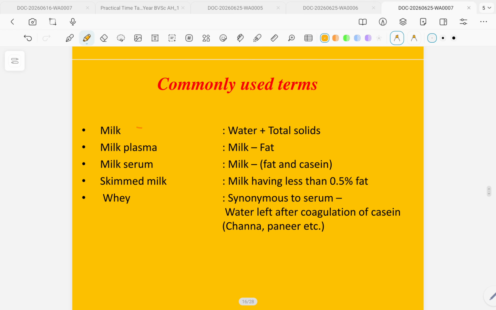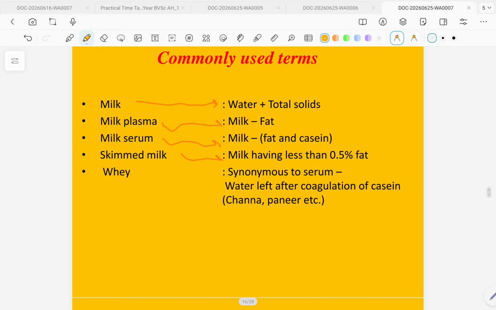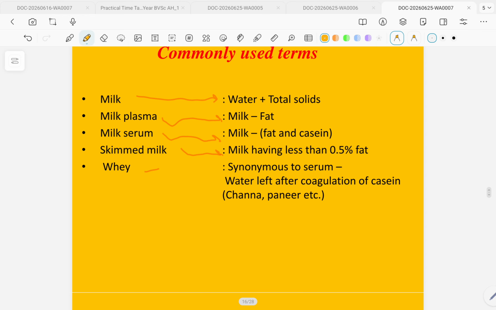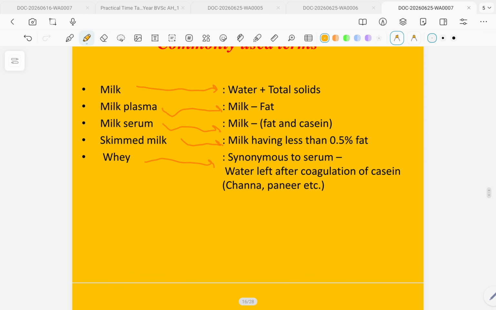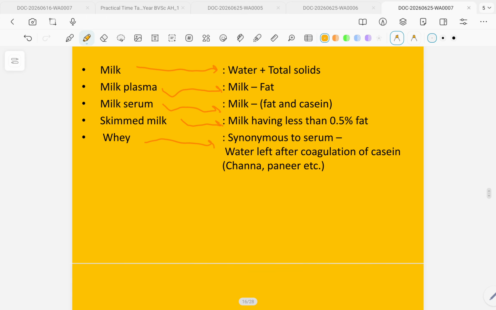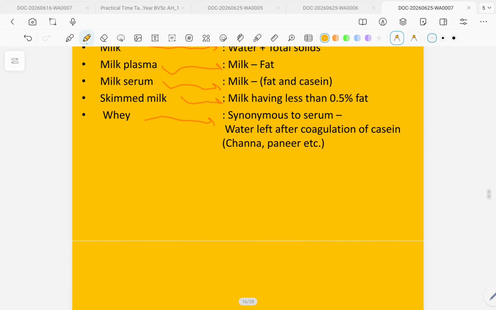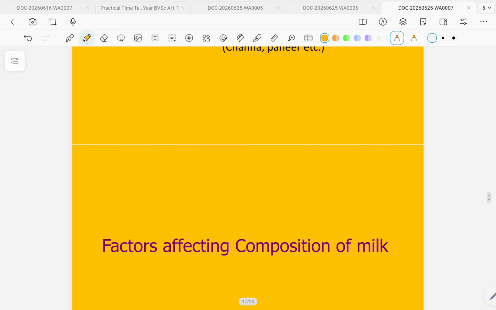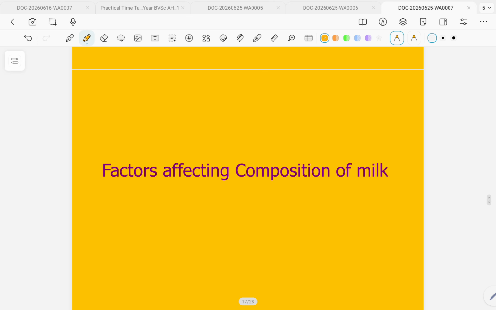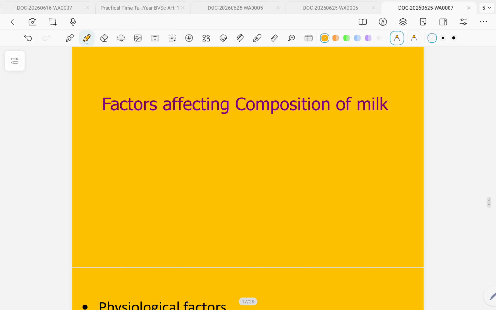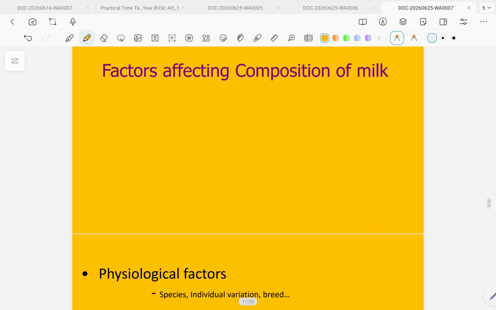Commonly used terms: milk is water plus total solids. Milk plasma is milk minus fat. Milk serum is milk minus fat and casein. Skim milk is milk having less than 0.5% fat. Whey is synonymous to serum, the water left after coagulating casein in channa, paneer, etc. Factors affecting composition of milk.